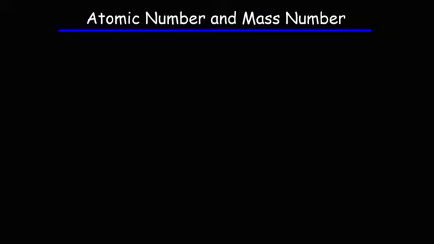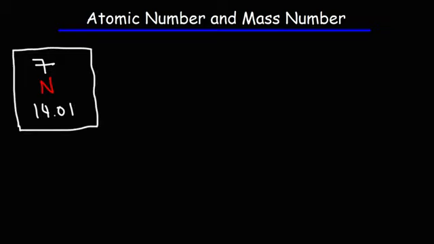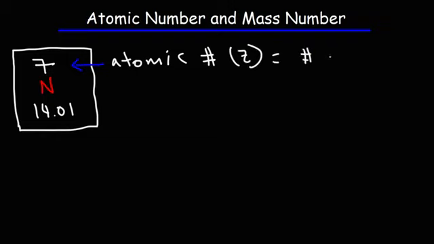If you take out your periodic table and you go to the element nitrogen, you're going to see a 7 above it and a 14.01 below it. Now you might be wondering, what do these numbers represent? The top number, the 7, is the atomic number. The atomic number is represented by the symbol Z, and it's equal to the number of protons. So nitrogen has 7 protons.